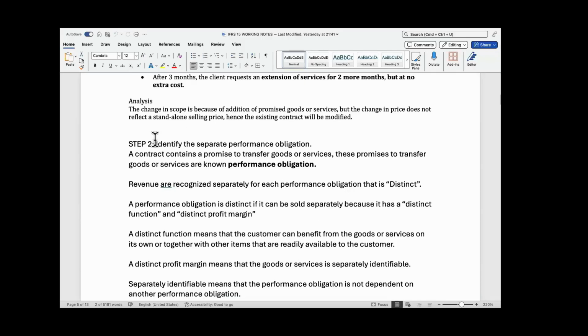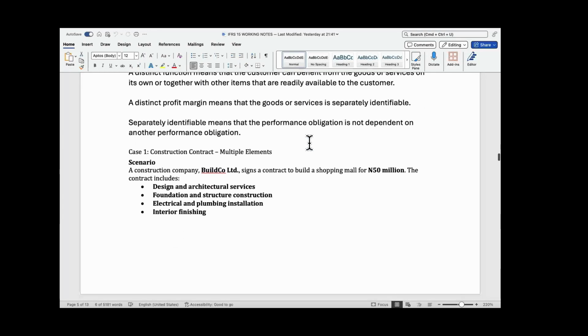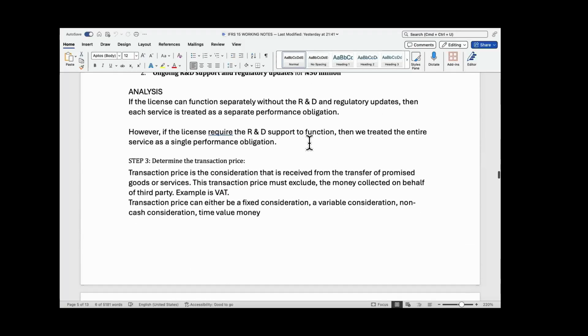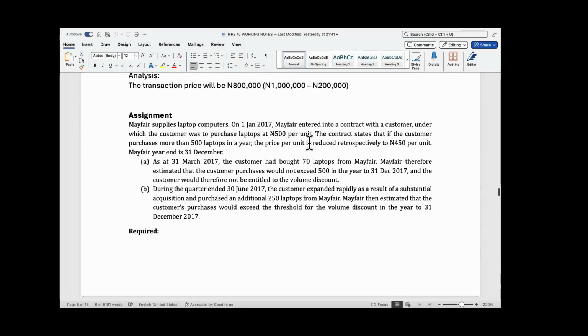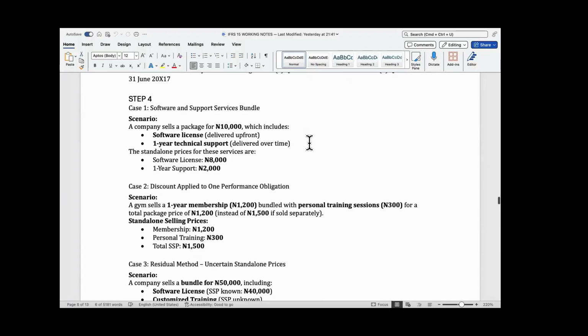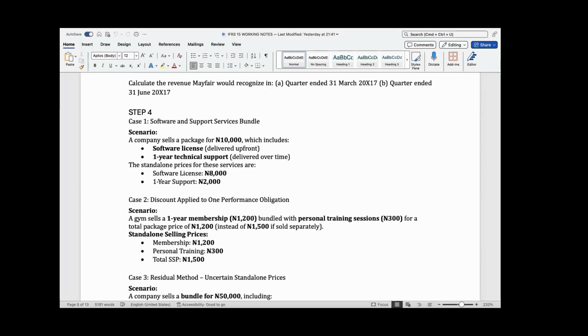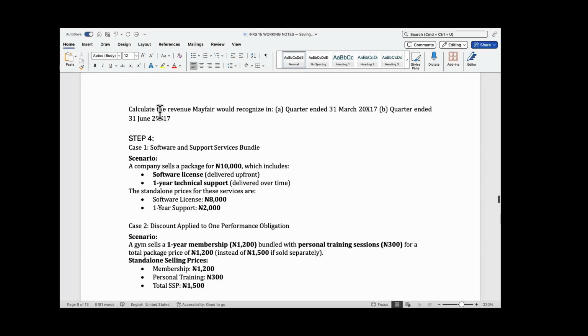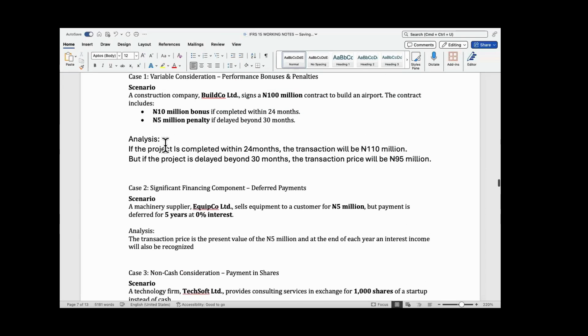So step two talks about all that we need to be able to identify the separate performance obligations. Then we looked at examples, scenarios that we analyzed one by one. We took our time that day. Then I'm not sure we started step four. We didn't start step four. Step three, we did step three. Can you remember we did step three?